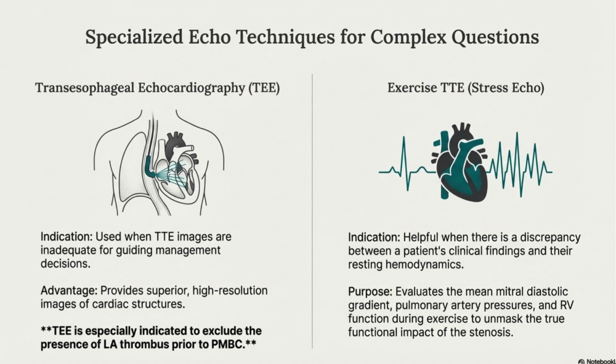Its single most important specific role is to definitively rule out the presence of a left atrial thrombus before performing a PMBC. And why is ruling out a clot so absolutely non-negotiable before that procedure? Because if there's a clot in the LA and you advance a catheter across the septum and inflate a balloon, you could easily dislodge that clot. That would cause an immediate and potentially fatal stroke. TEE provides the necessary surgical clearance, if you will.